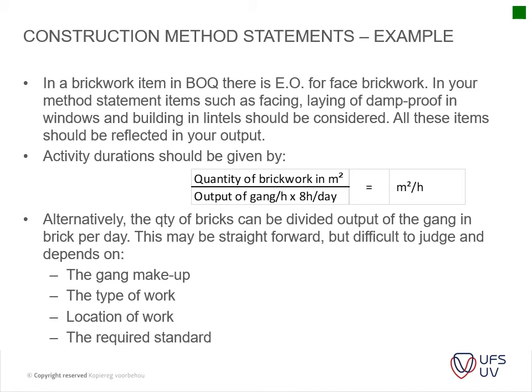Okay, in brickwork items in the BOQ, there's extra over for face brickwork. In your method statements, items like facing, laying of damp-proof in windows and building lintels should also be considered. All those items should be reflected in your output. Okay, then your activity durations. This is important for me. It will assist you guys in explaining what your activity durations is, but it's fairly straightforward. It's your quantity of brickwork in square meters and your output of the gang per hour and 8 hours per day. So you are basically getting to a square meter rate per hour.